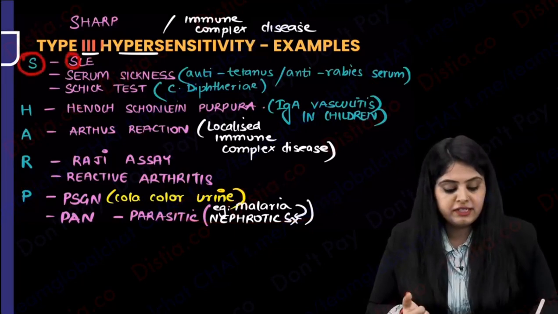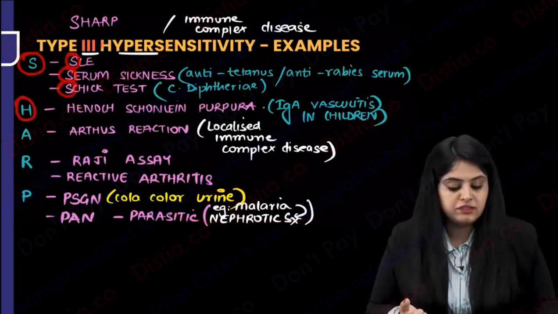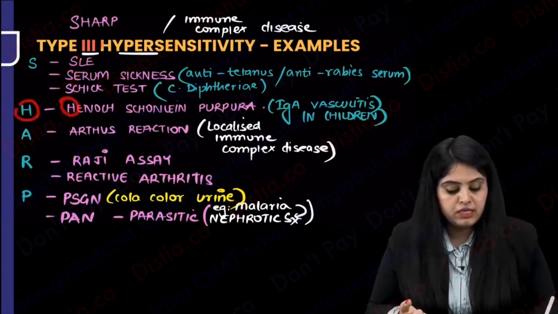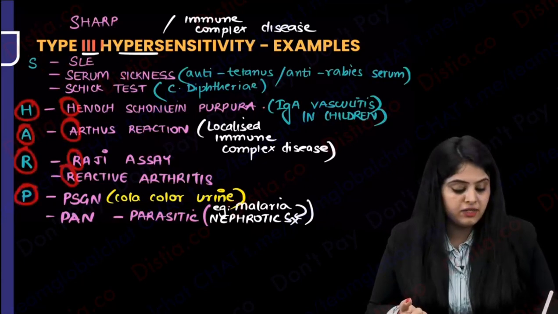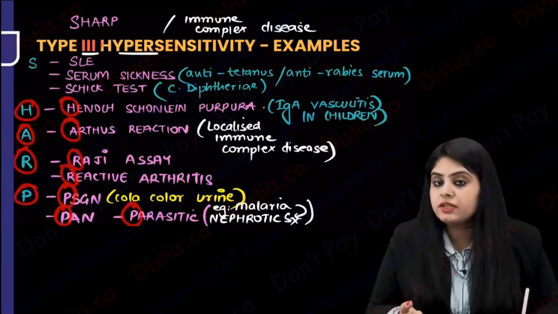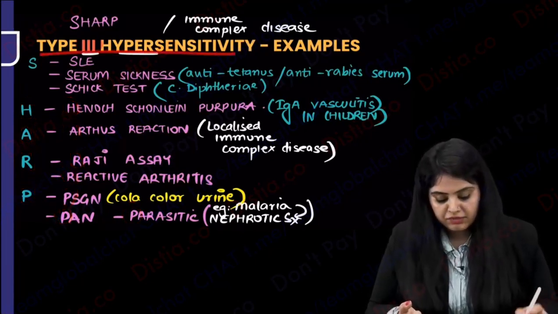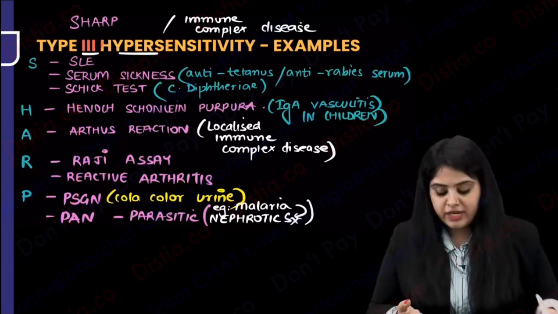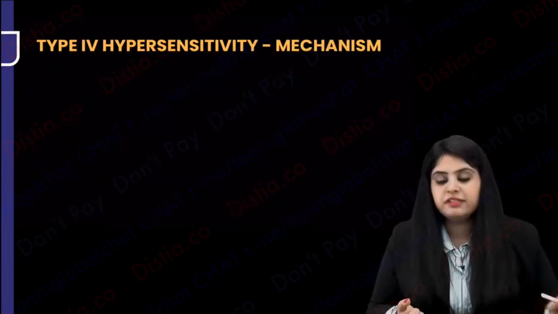Three things with S: SLE, serum sickness and Schick test. H stands for Henoch-Schönlein purpura. A stands for Arthus reaction. R stands for Raji's assay and reactive arthritis. P stands for PSGN, PAN and parasitic complications. That is type 3 hypersensitivity, which leaves me with the last one, that is type 4 hypersensitivity.